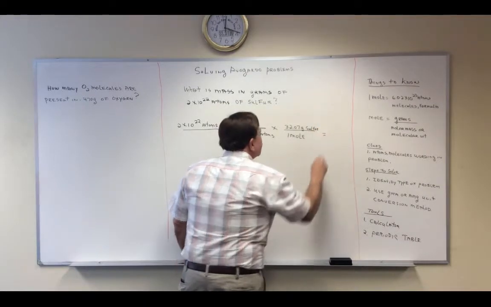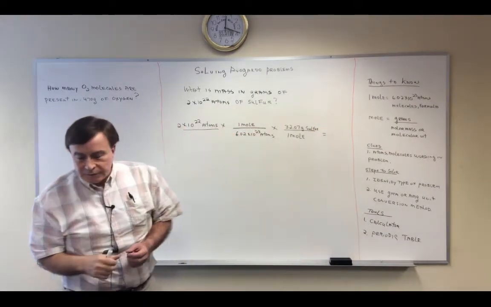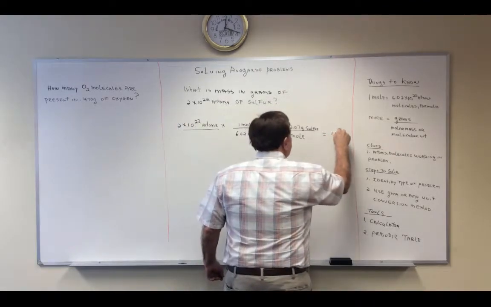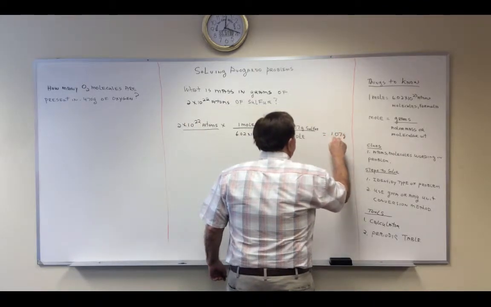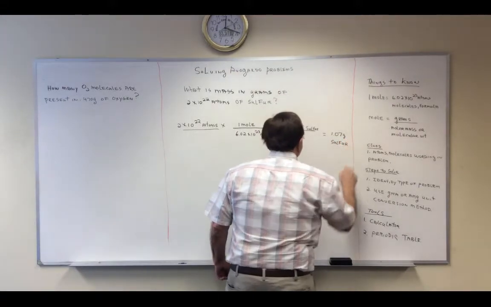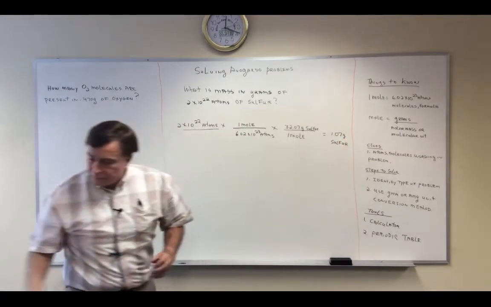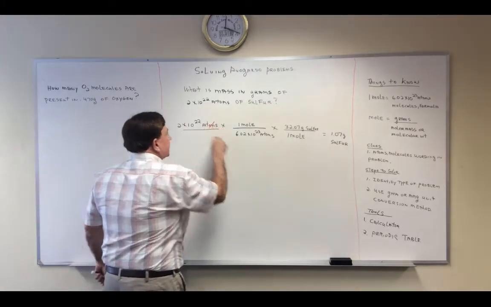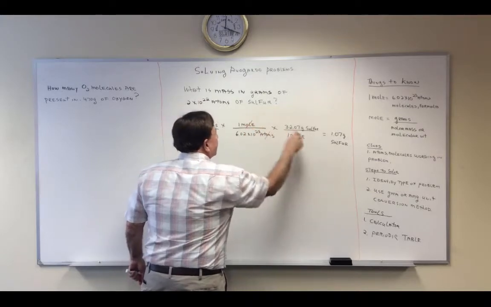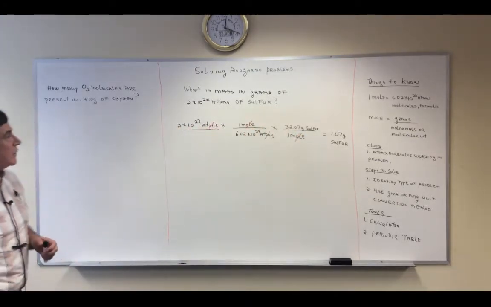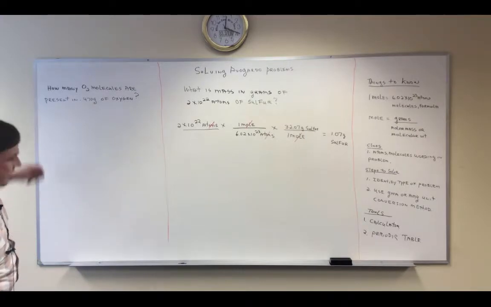Now, you put this in your calculator. When you finish doing this in your calculator, you'll get an answer of 1.07 grams of sulfur. Again, for your benefit, this is all based on these dimensions canceling, so that when you finish, you will get grams of sulfur. Okay, now let's talk about another problem.